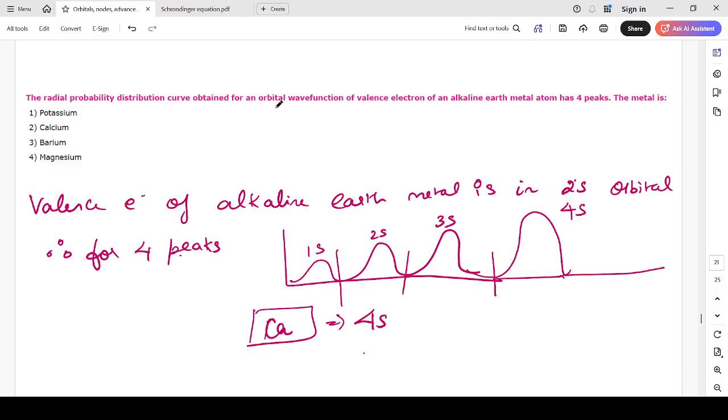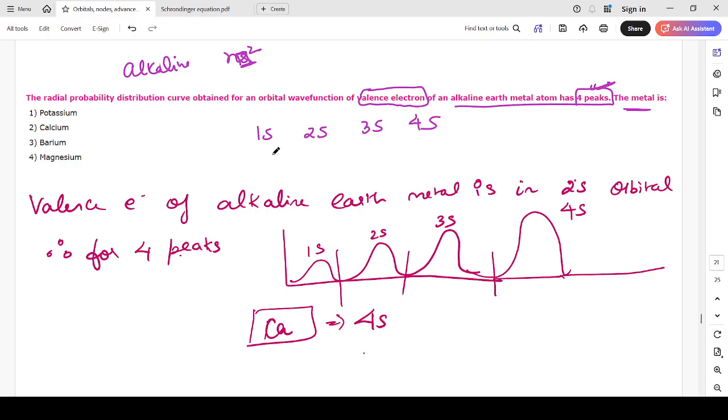The radial probability distribution curve obtained for an orbital of wave function, valence electron of an alkaline earth metal atom, has 4 peaks. Asking you which metal it could be. They said it is a valence electron and an alkaline earth metal. Generally, alkaline earth metals have the configuration ns2, so definitely they are talking about s orbitals only. So, 4 peaks here: calcium. 1s, 2s, 3s, and 4s.